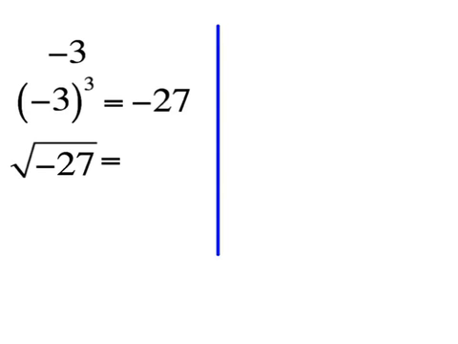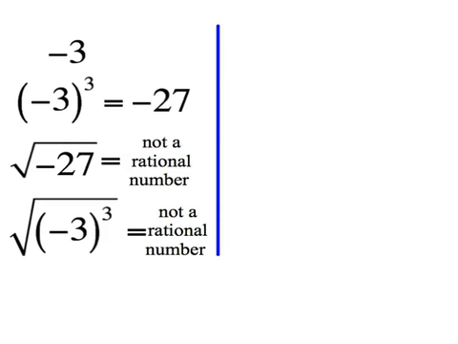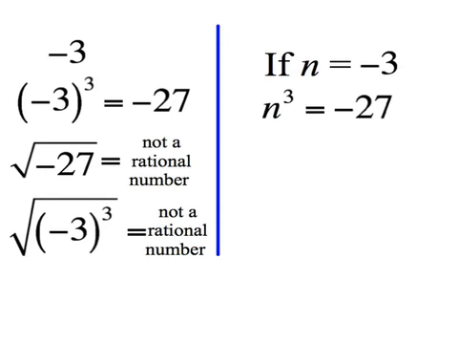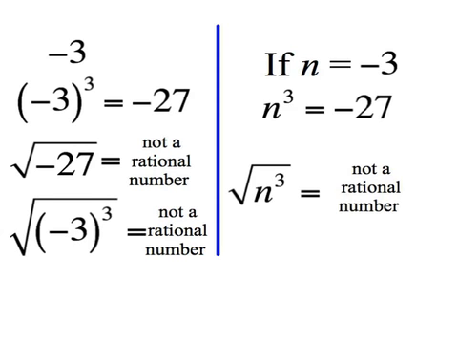Here's negative 3. Negative 3 to the third power, or cubed, is negative 27. And if we try to take the square root of negative 27, that's not a rational number, because negative numbers do not have real number square roots. Therefore, the square root of negative 3 cubed is also not a rational number, because negative 3 cubed is equal to negative 27. Well, let's let n equal negative 3. N cubed is negative 27. And once again, the square root of n cubed is not a rational number.